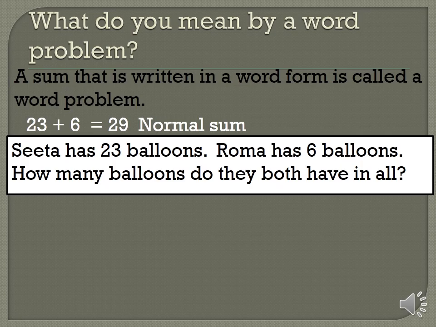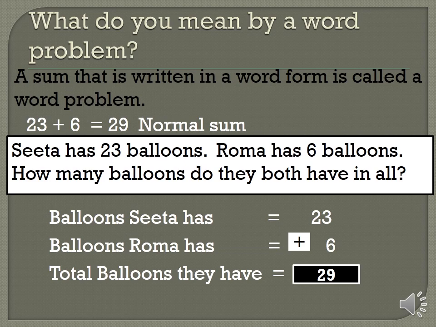So here we have a word problem in front of us. Sita has 23 balloons. Roma has 6 balloons. How many balloons do they both have in all? So children, here we have got a question in the word form. As we have got the question in a word form, the answer will also have statements. So children, this is how we solve a word problem. We have to write statements along with the numbers.